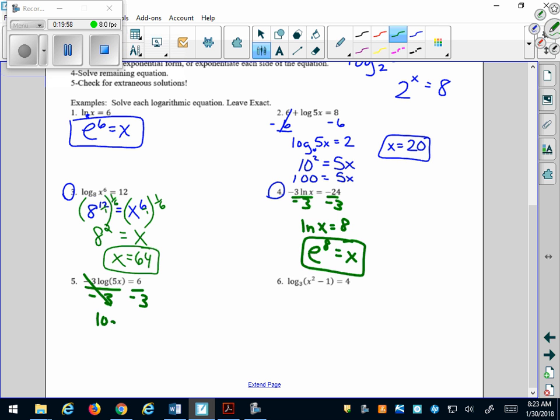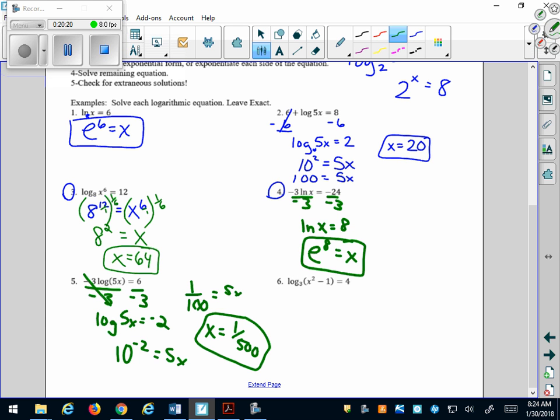You get log of 5x equals -2. Rewrite it as 10 to the -2 equals 5x. 10 to the -2 is 1 over 10 squared, which is 100, equals 5x. You're going to divide both sides by 5, and you get x equals 1 over 500. This one turned out to be plus or minus the square root of 82, which could be written a number of different ways, but I would like to move on.